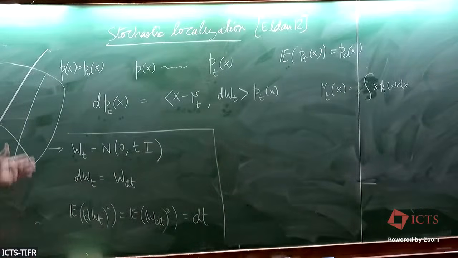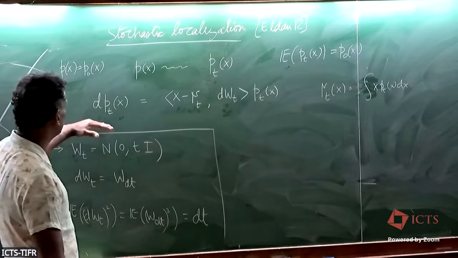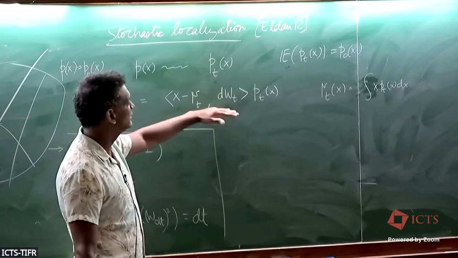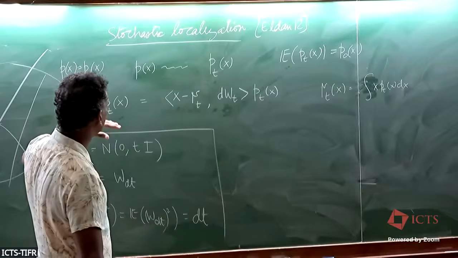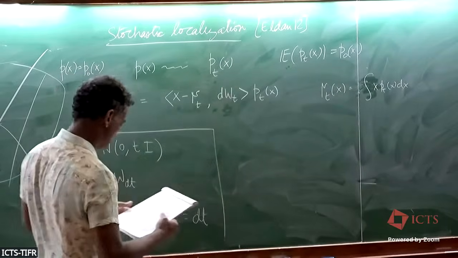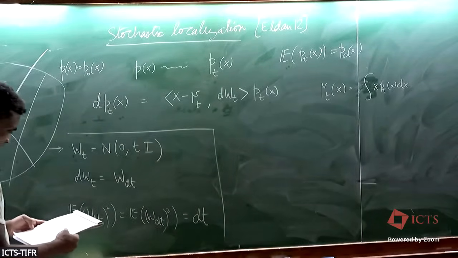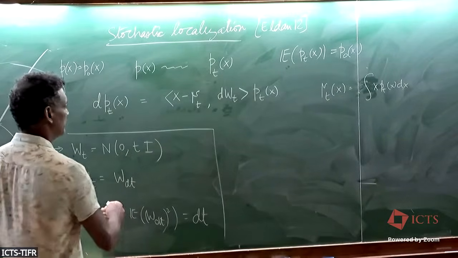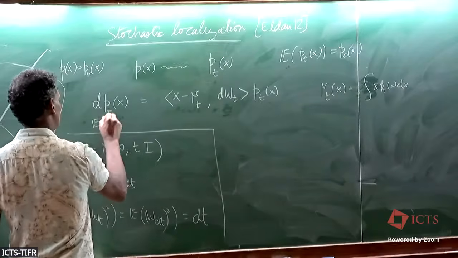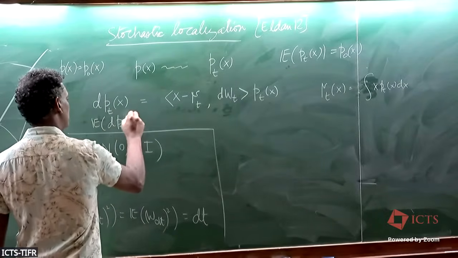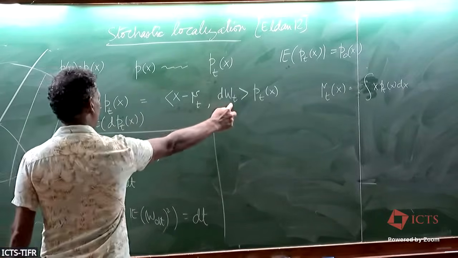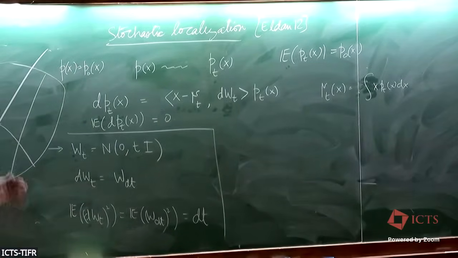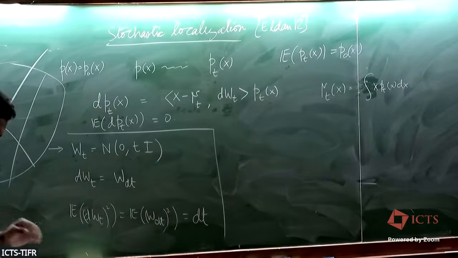Now, that's defined. This is a martingale because the expectation of this is 0, because this has expectation 0. I already wrote that. Just to emphasize, the expectation of dPt(x) over the randomness we're introducing is 0. And so we get this sequence of distributions.